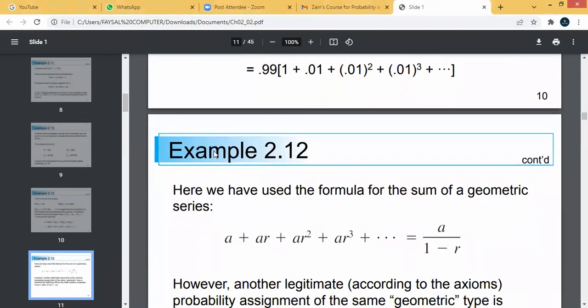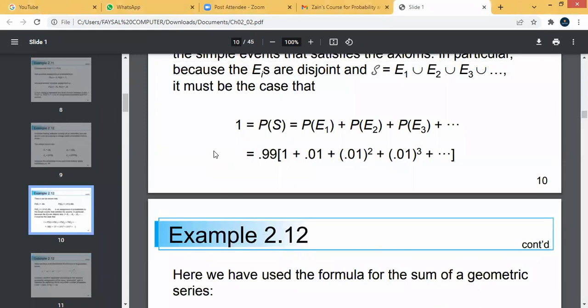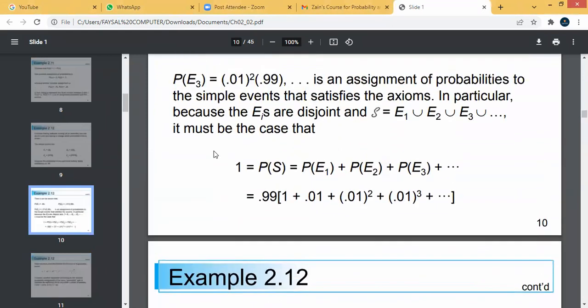Okay, so is it clear then? Any question? So, sir, the probability of a sample space should always equal 1. Yes, always equals 1.